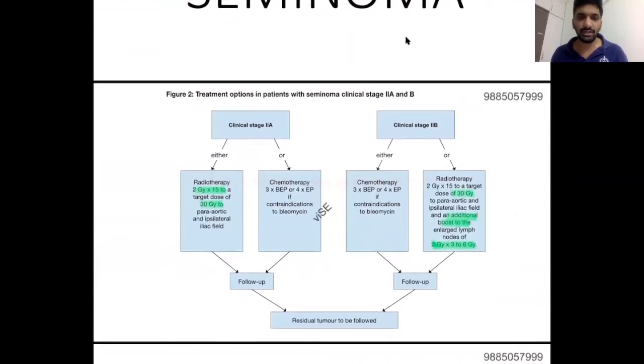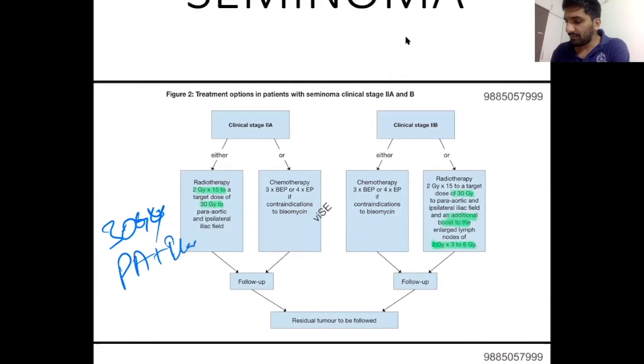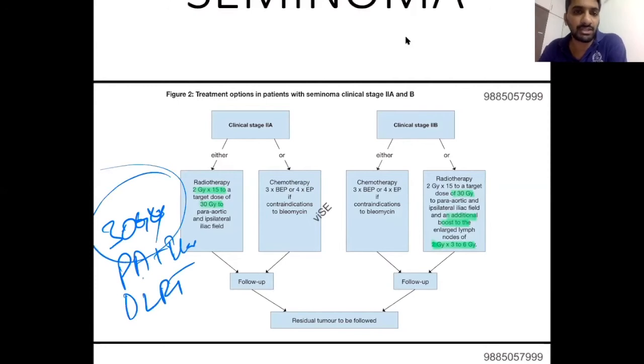Again, it's divided into clinical stage 2A and clinical stage 2B. There's not much of a difference. Either 2A or 2B, you have 2 options available: either go for radiation therapy, or go for 3 cycles of BEP. Very simple. In clinical stage 2A, you offer 30 grays to the para-aortic plus iliac region, which is basically the dog leg radiation therapy. That is 30 grays only if he is stage 2A.